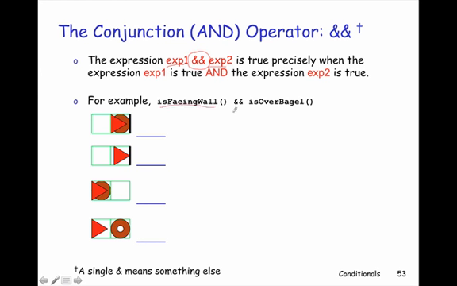Suppose we say is facing wall and is over bagel. Well, in the first scenario here, our bugle, in fact, is facing a wall, and it is over a bagel. So we have true and true, so that is true. If the bugle is facing a wall but is not over a bagel, then since both things are not true, the result of combining them with conjunction is false. In the third scenario, the bugle is not facing a wall, and so no matter what else comes after it, it can't possibly be true, and so it must be false. And the same is true in the last situation. Since it's not facing a wall, the result must be false.